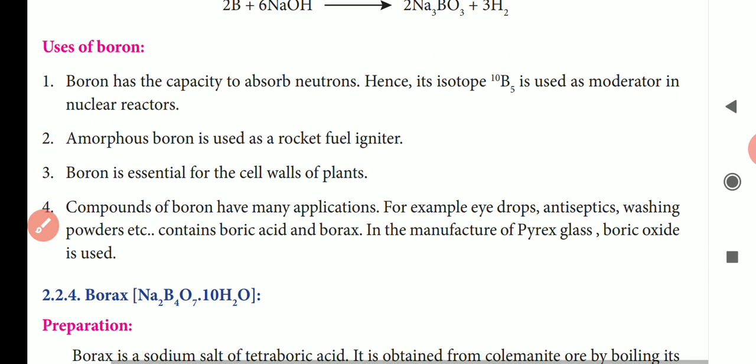Then another very important 3-mark question: what are the uses of boron, borax and boric acid? Now we are discussing the uses of boron. Boron has the capacity to absorb neutrons. Hence, the isotope B-10 is used as a moderator in nuclear reactors. Then amorphous boron is used as a rocket fuel igniter.